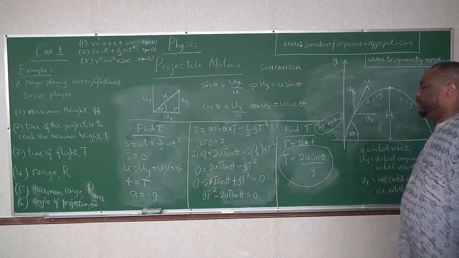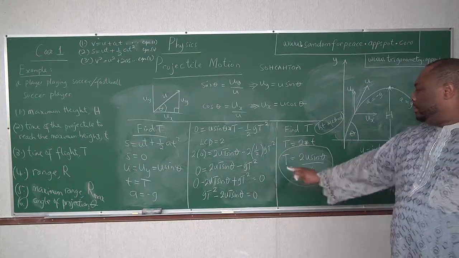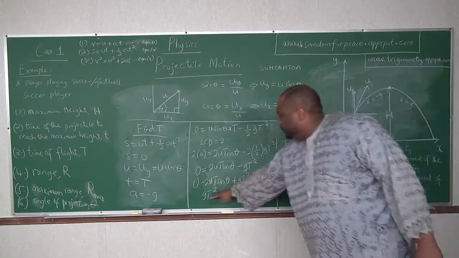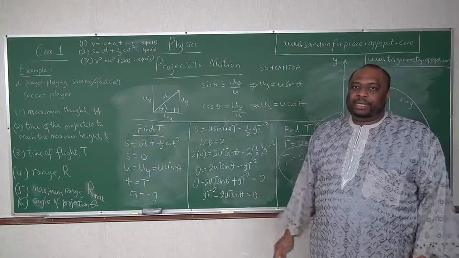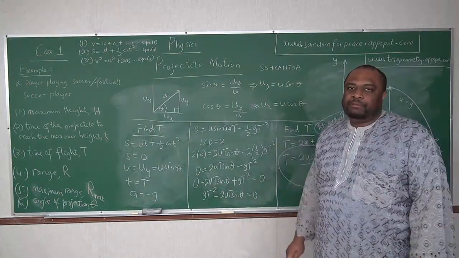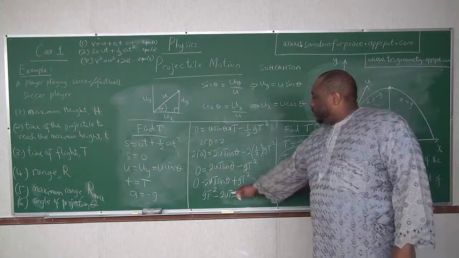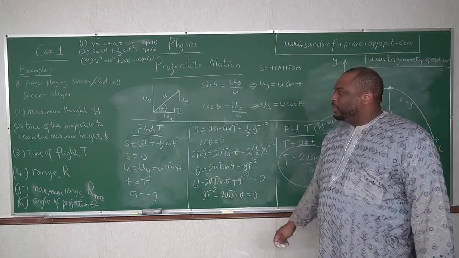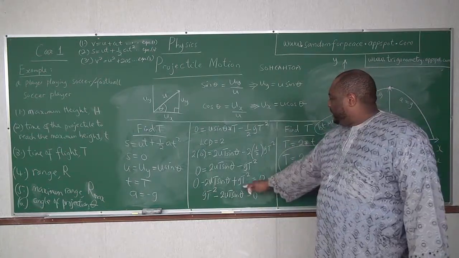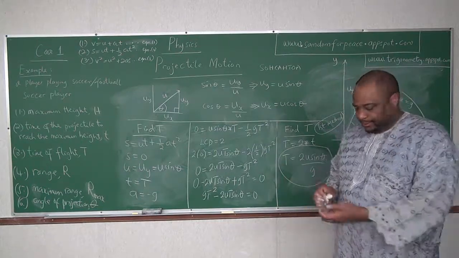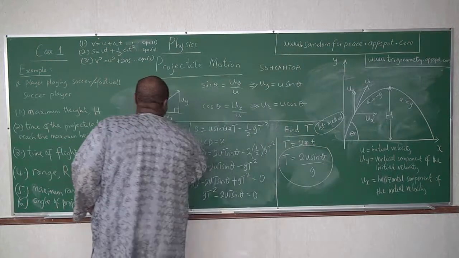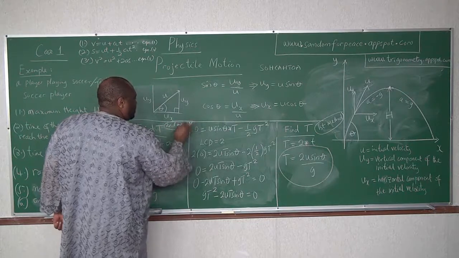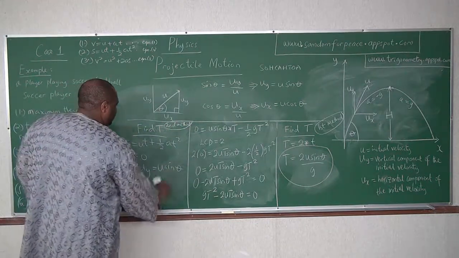Because I don't want a negative coefficient. If you look at the way we solve a quadratic equation, this is quadratic in t, and we want to find our t. This is the second method of finding this. Okay, so let's finish it.